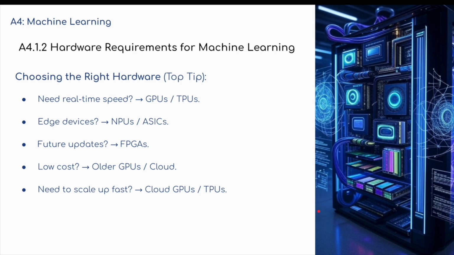So, just to recap, choosing the right hardware. Top tip from me: need real speed. If you wanted something to be really, really fast, you should be looking at GPUs and TPUs. Edge devices, NPUs and ASICs. Future updates, FPGAs. Low cost, older GPUs. Cloud devices. Need to scale up fast, cloud GPUs and TPUs.